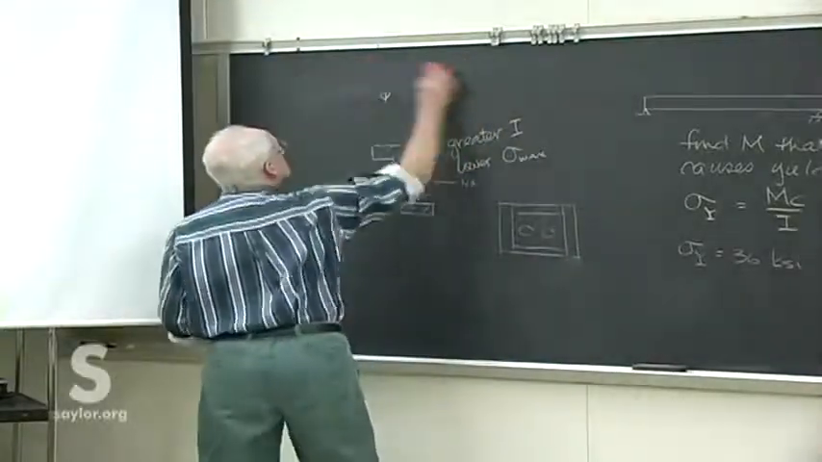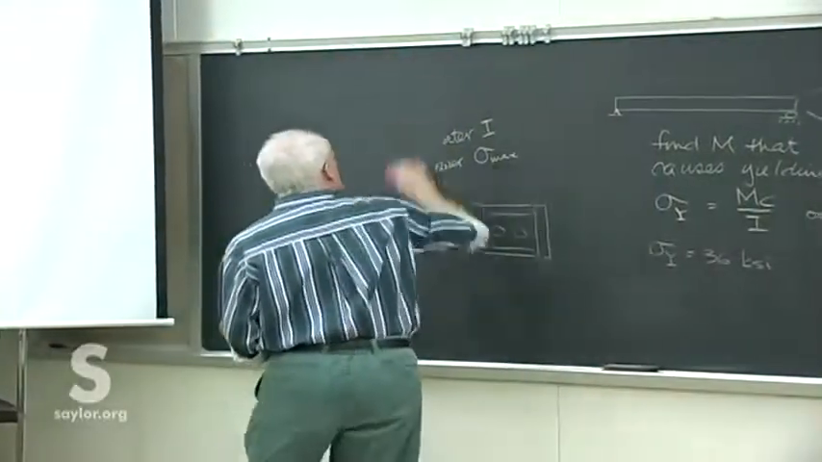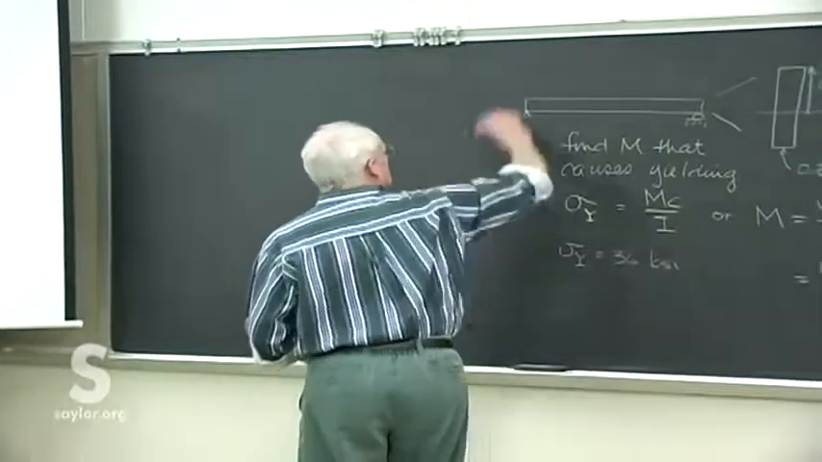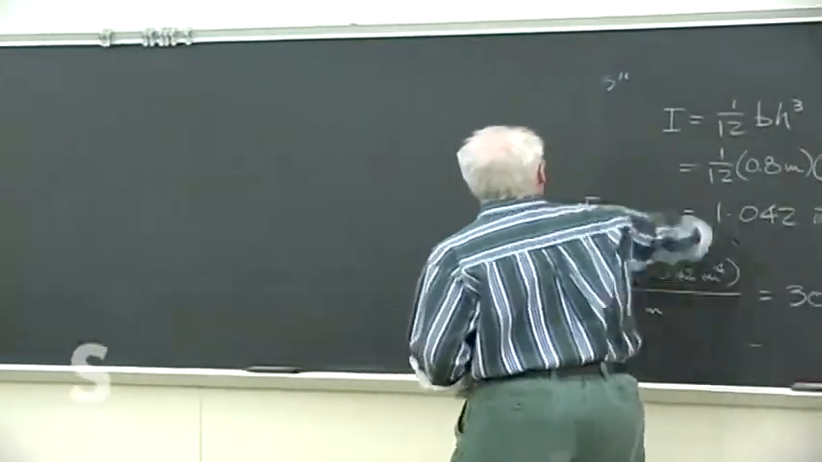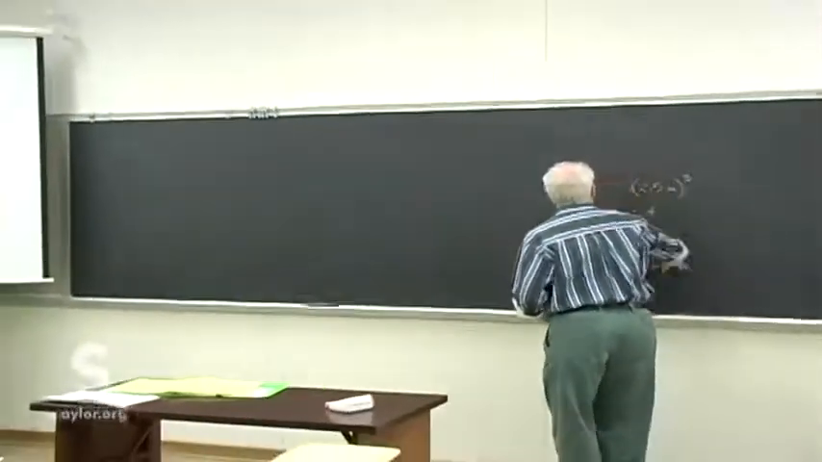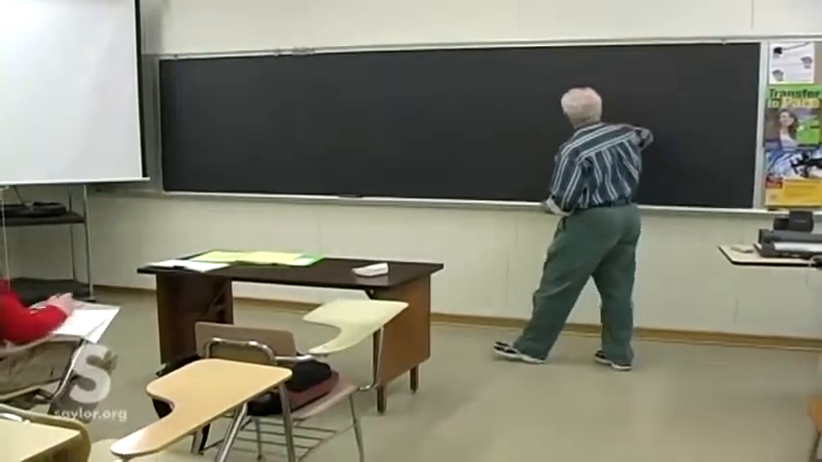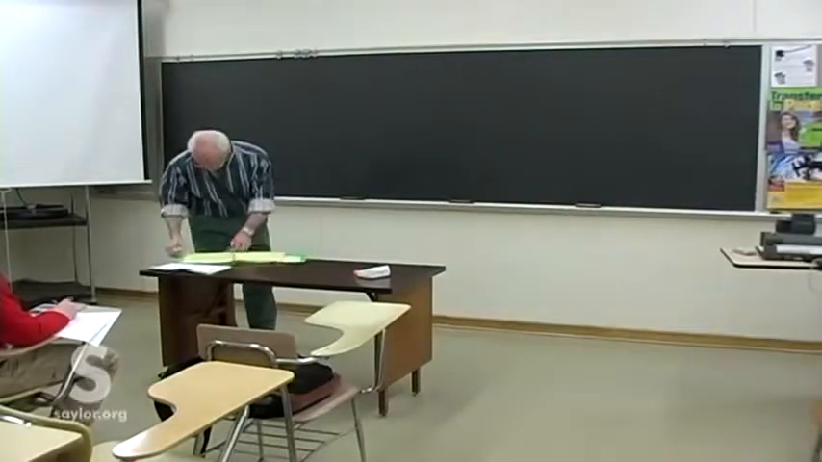So let's review then how to find the neutral axis and the moment of inertia with respect to that neutral axis for some non-standard shapes, some built-up shapes.